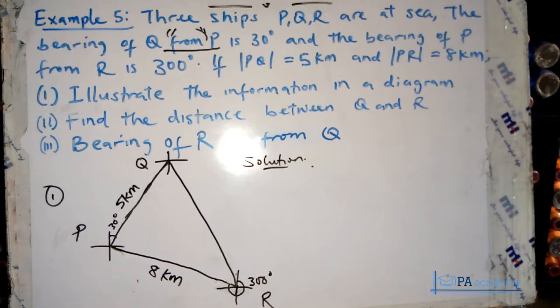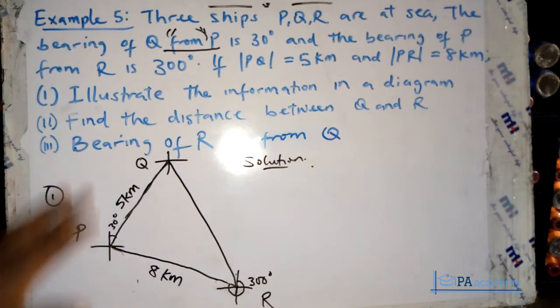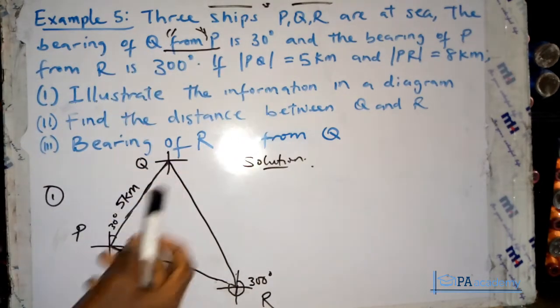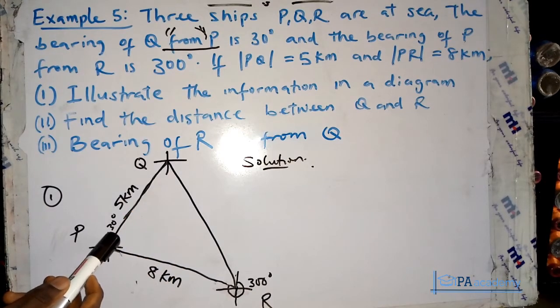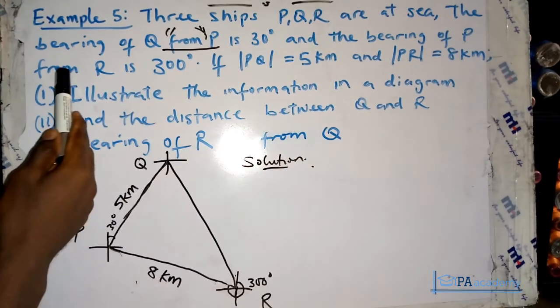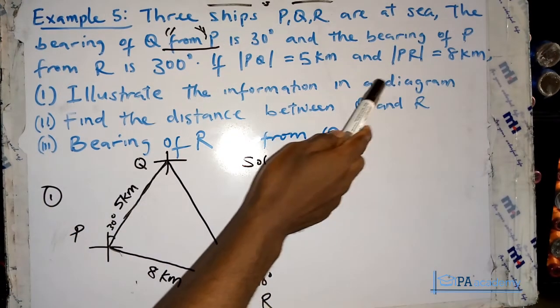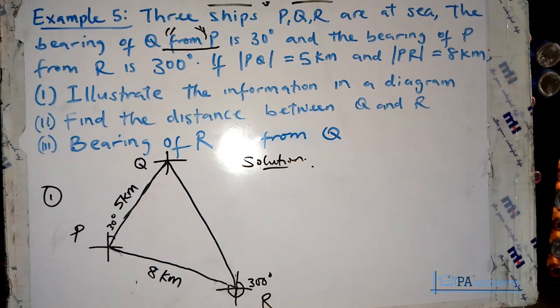Now with this, we've successfully answered the first question. You can see 3 ships PQR at the sea. The bearing of Q from P is 30 degrees, and the bearing of P from R is 300 degrees. If PQ is 5 kilometer and PR is 8 kilometer, illustrate the formation in a diagram. So we've been able to answer the first question, which is to illustrate it in a diagram.